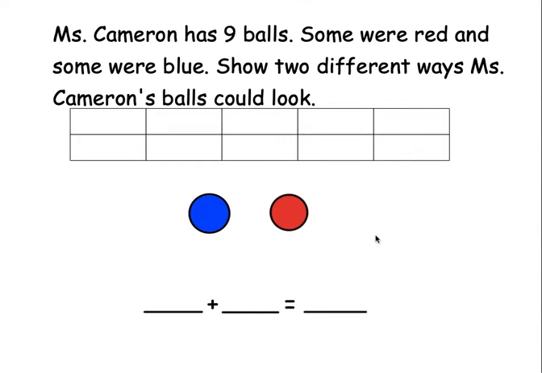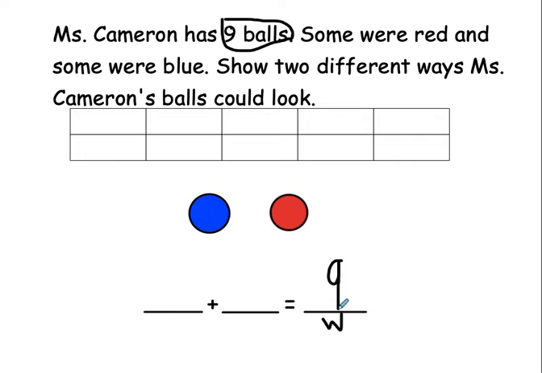Okay, let's get started. So let's take a look at my chart. Let's take a look at my problem. It says, Miss Cameron has 9 balls. Some were red and some were blue. Show two different ways Miss Cameron's balls could look. Okay, so let's think about it. How many balls do we have all together? We have 9 balls, right? So I'm going to circle 9 because we have 9 balls. Is 9 my part or my whole? Yep, 9 is my whole. So I'm going to put a 9 right here.